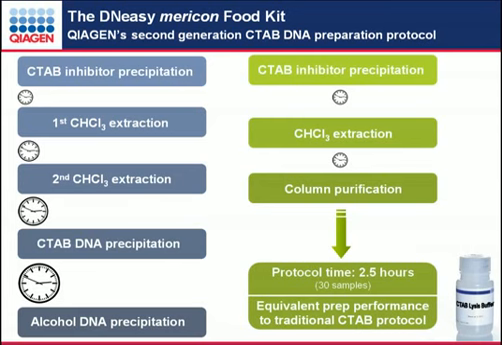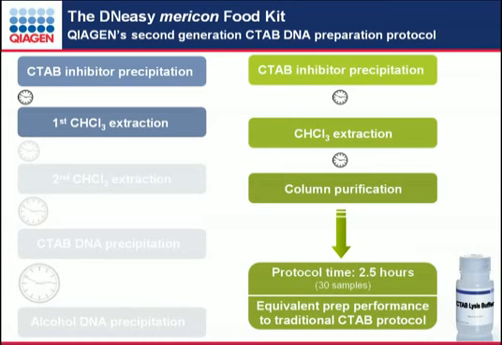So we start with the CTAB precipitation, then do the chloroform extraction, and we take the material that's been processed so far and then do a further cleanup on a column. These are regular QIAGEN columns. The protocol time is 2.5 hours rather than a couple of days. You can do 30 samples in these 2.5 hours, and the prep performance is equivalent to a traditional CTAB protocol in a fraction of the time. So here we see that we've gotten rid of a lot of the extraction and precipitation aspects of the classical protocol and put that into the QIAGEN CTAB protocol.